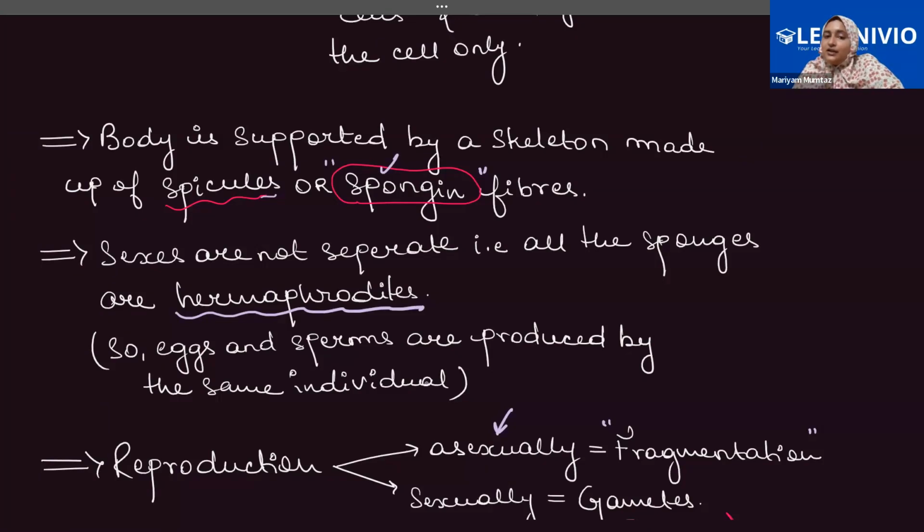Now, sexes are not separate in them, meaning the male part and the female part are present in one individual. There is no different male, no different female. Okay, so they are hermaphrodites. Hermaphrodite means bisexual. So the egg and the sperm, meaning the male gamete and the female gamete, both will be produced by the same individual because they are hermaphrodites.